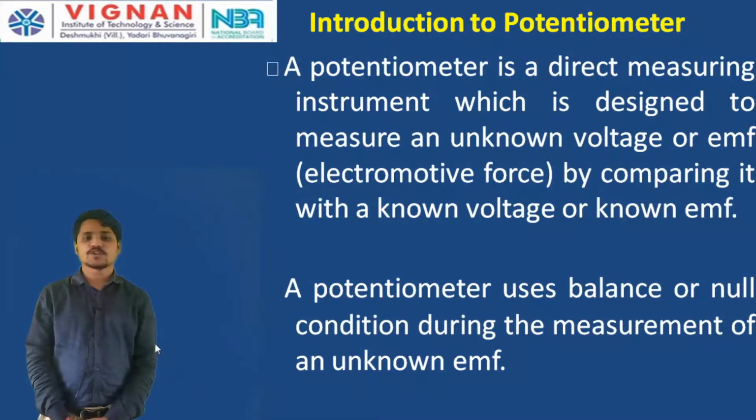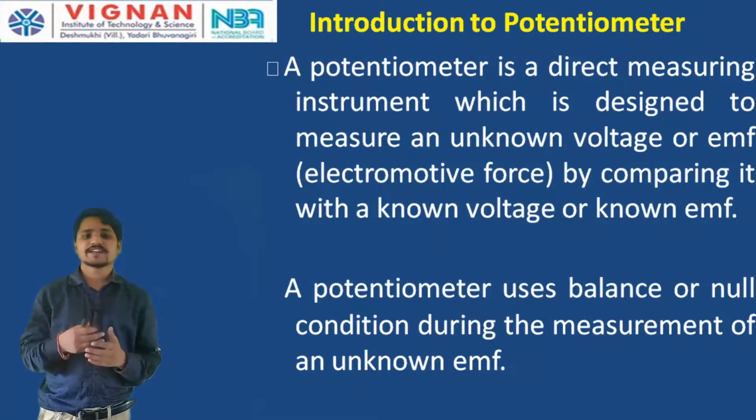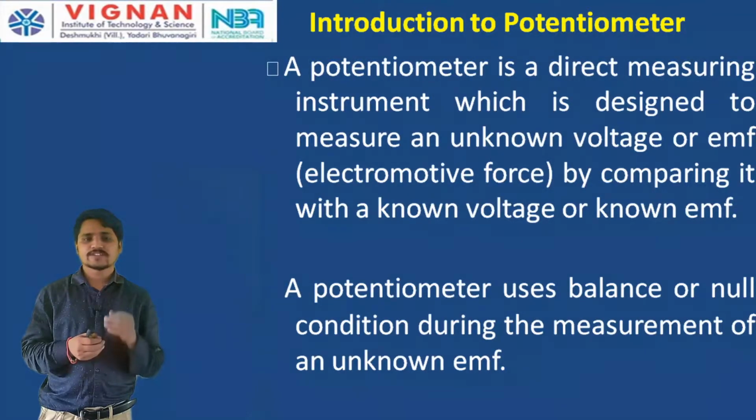So first of all, introduction to potentiometer. So what is a potentiometer? A potentiometer is an instrument which is used to measure an unknown voltage by comparing it with a known voltage. So voltage in the sense EMF, electromotive force. The small EMF we are calling a voltage. Therefore, a potentiometer is a measuring instrument which is used to measure an unknown voltage by comparing it with a known voltage. So it works on the principle of comparison method.